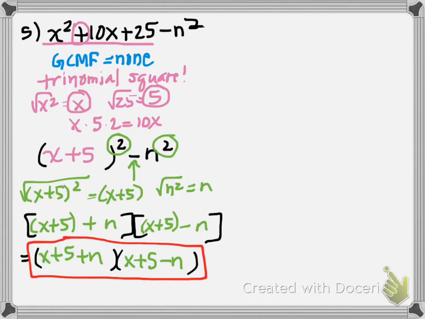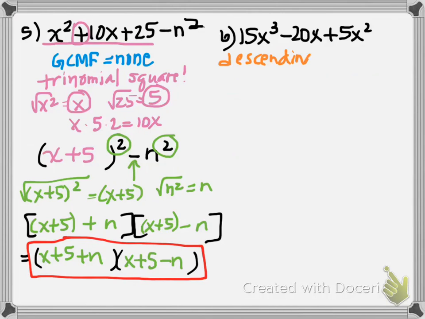All right, one more for you. We've got 15x cubed minus 20x plus 5x squared. Before I look for the GCMF, there's something else that's a problem: we need to put this in descending degree order. Which means the highest exponent is written first, then the next highest exponent, and then the smallest exponent. Now we're going to look for that GCMF.